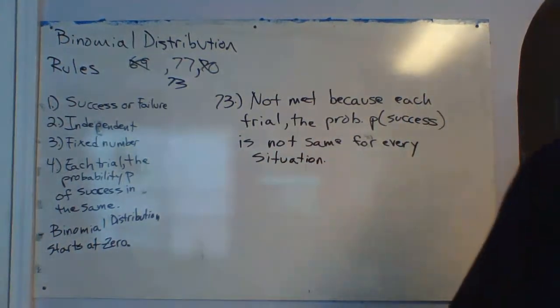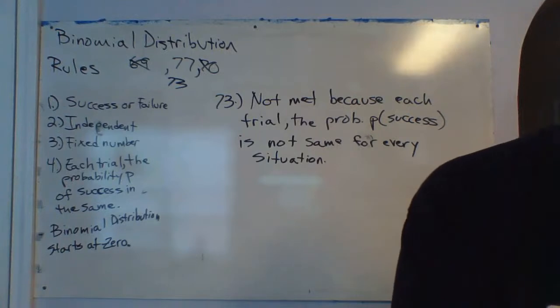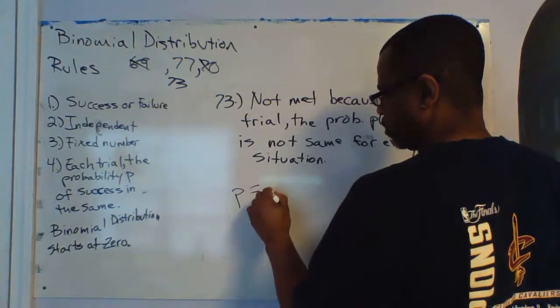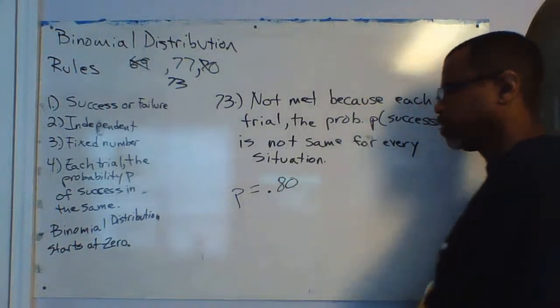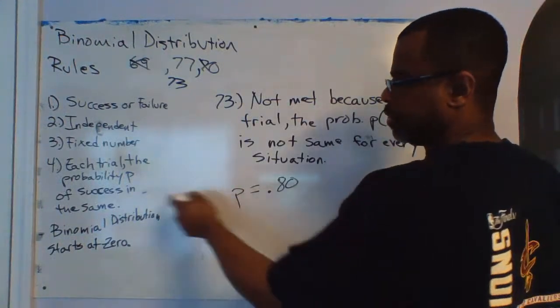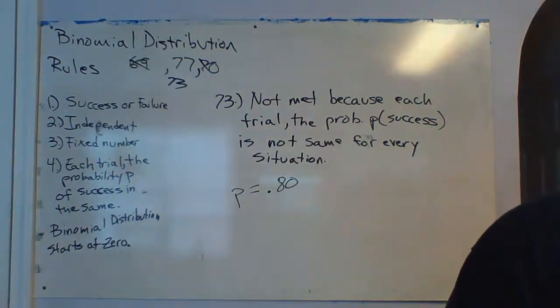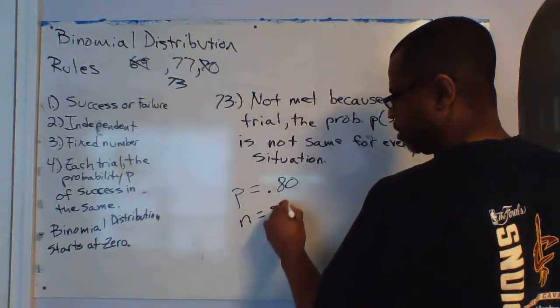So I'm going to read the question and I'll tell you why. For 73: a National Football League kicker has made 80%. So that's going to be your success. Success is going to be 0.80. So you're either going to make the kick or you're going to miss the kick. So this is going to be a probability. Each time it's going to be the same. They also told us that you have 20, so n equals 20. That's your fixed number.